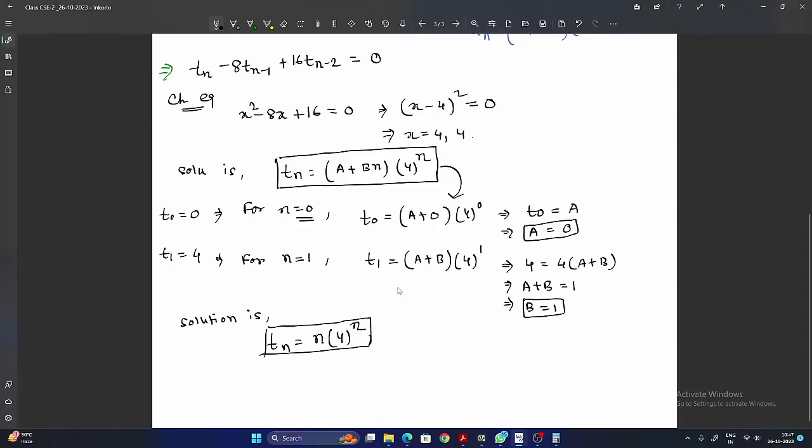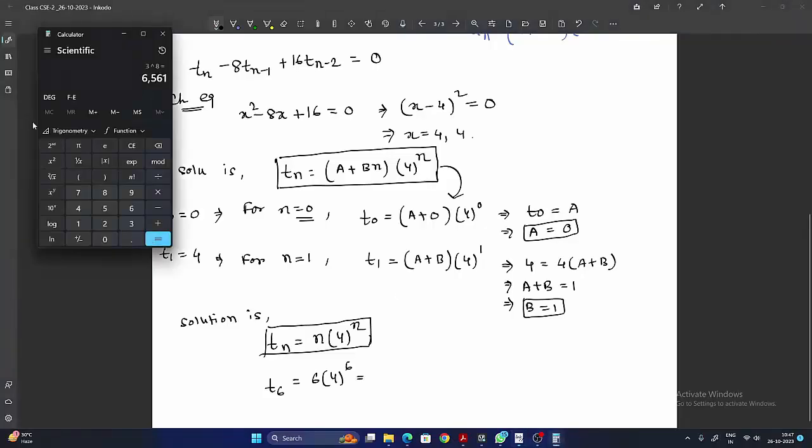Now you can calculate any value. If you have to calculate T6, then it will be only 6 into 4 to the power 6. Just calculate the value, whatever the answer or value comes, it will be your answer. So it will be 4 to the power 6, which is 4096, and into 6 is equal to 24576.